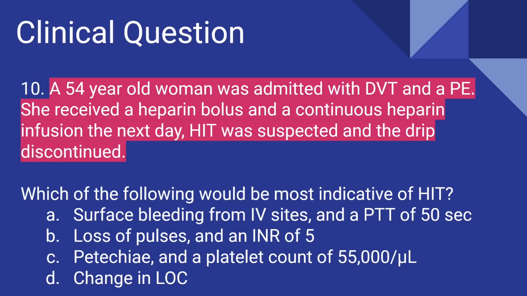We see surface bleeding from IV sites and an elevated PTT. We see a loss of pulses and an INR of 5. We see petechiae and a low platelet count, or we see a change in her level of consciousness. Something that would incite you to think HIT.